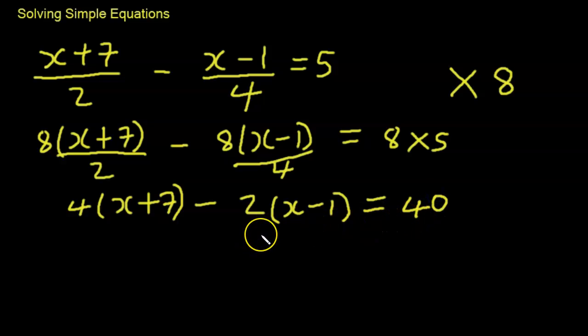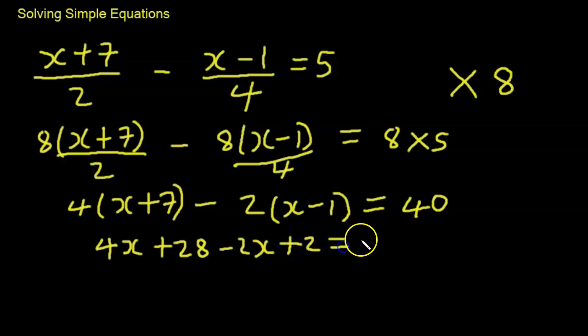The next step: expand brackets, group like terms. We multiply each term in the first bracket by 4. So 4 times x, that's 4x. 4 times 7, what's 4 times 7? 28. Then the other bracket, we're multiplying by minus 2. So minus 2 times x, that's minus 2x. And careful now, it's minus 2 times minus 1. Remember, what's minus times minus? You're correct, positive 2. And that's equal to 40.